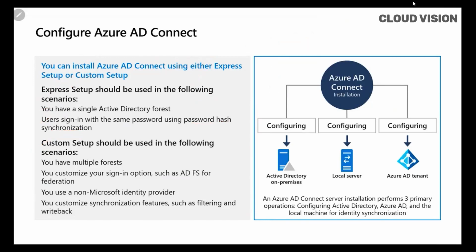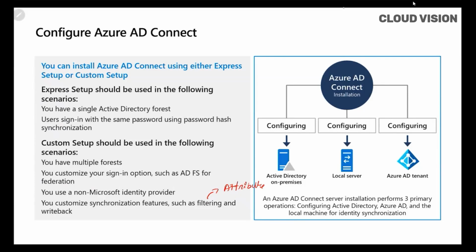But if your organization has multiple forests, or they want to use an alternate authentication solution like ADFS or pass-through authentication, or they want to use some of the custom synchronization features like domain filtering, OU filtering, or attribute filtering, in that case they have to go with the custom setup. Same thing goes if you want to use some write back capabilities.